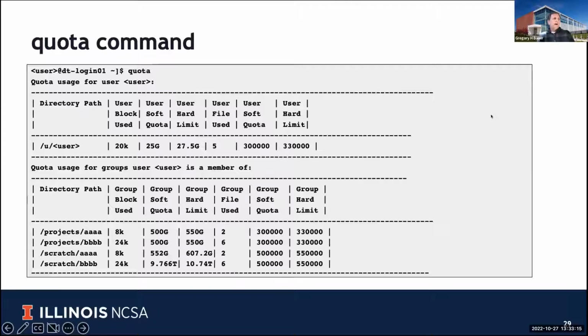So how do you know how much space you have on the file system? We support a general quota command. It talks to Lustre and summarizes your totals based on every project that you are a member of. The user or home directory is not based on a project quota, it's your individual quota, so it'll just be listed by itself. Then for each project that you're in, you'll see a listing for the space on the projects file system and the space on the scratch file system for totals.